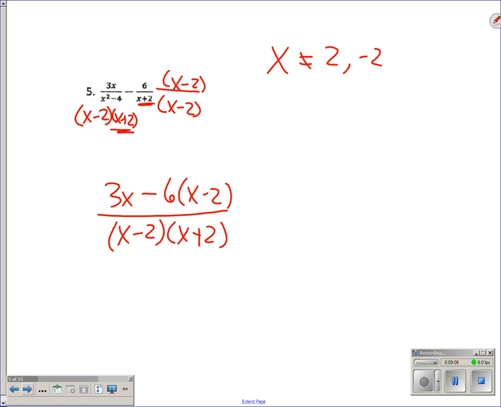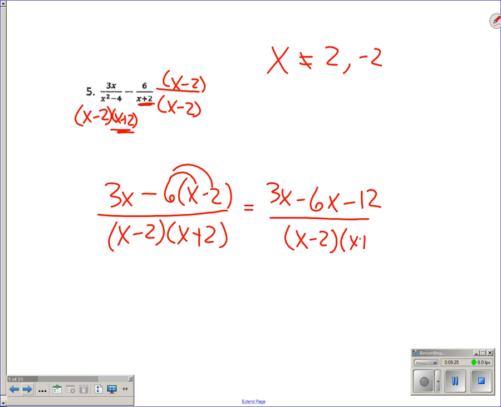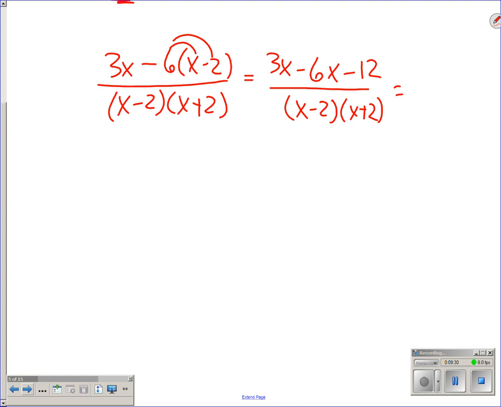Please don't make the mistake of trying to cross out x minus 2 on top and bottom. You have to factor the top first. You have to distribute everything. So that's going to be 3x minus 6x minus 12 all over x minus 2, x plus 2. And keep simplifying. The top is going to reduce: 3x minus 6x is negative 3x minus 12, all over x minus 2, x plus 2. And that looks to be the answer.